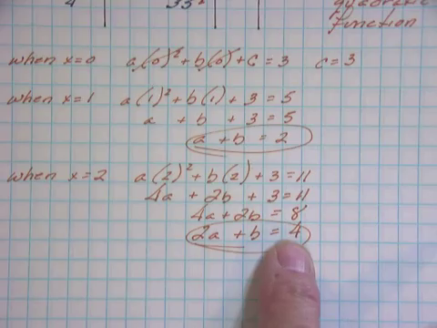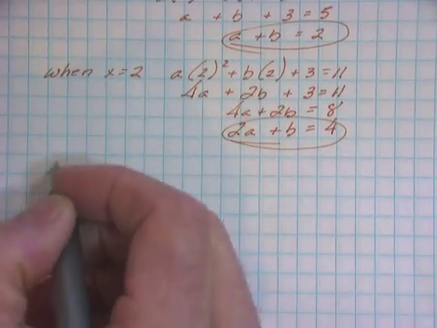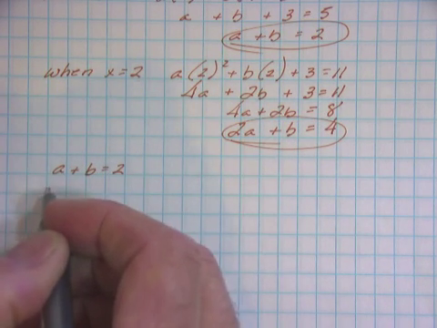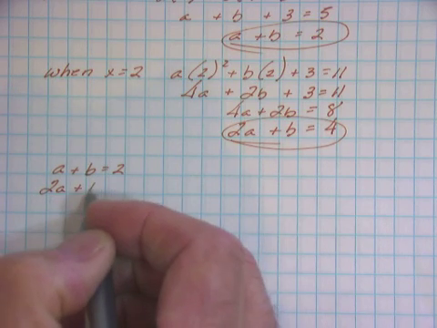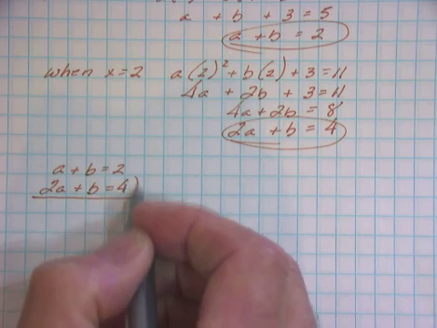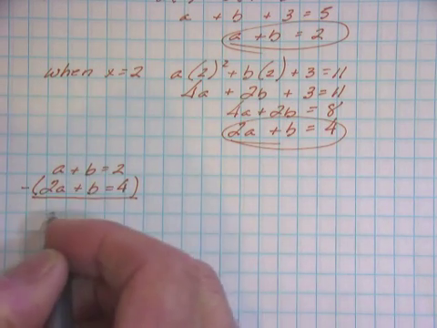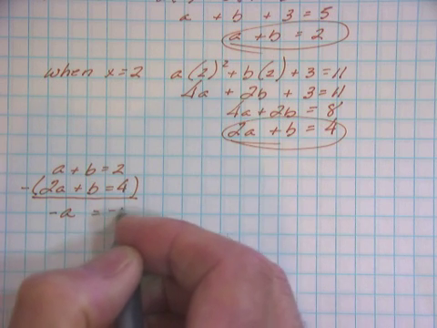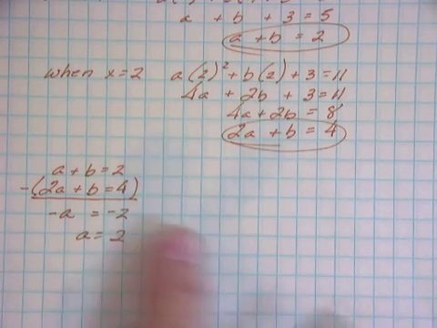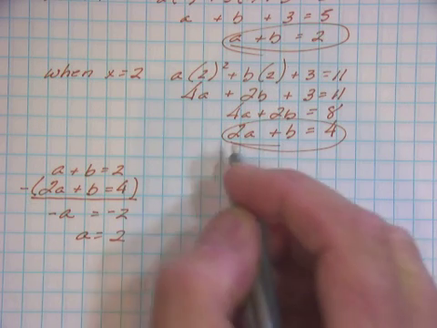Now, notice I have two equations in A and B. I have A plus B is 2, and 2A plus B equals 4. So I'm going to do a system of equations. I'm going to subtract those two. What will happen is the Bs will cancel out. So I get negative A equals negative 2, so therefore A equals 2.